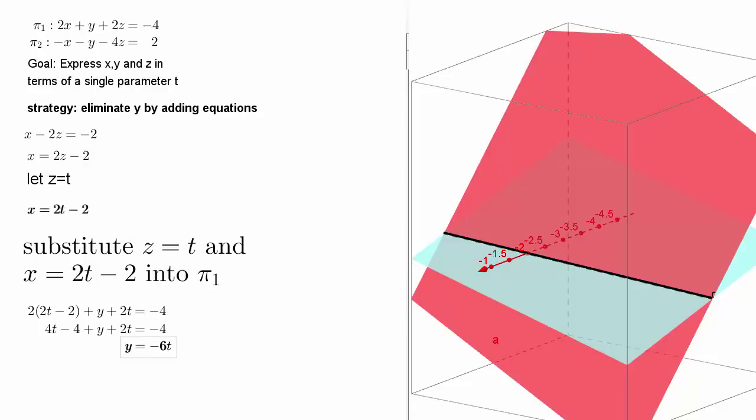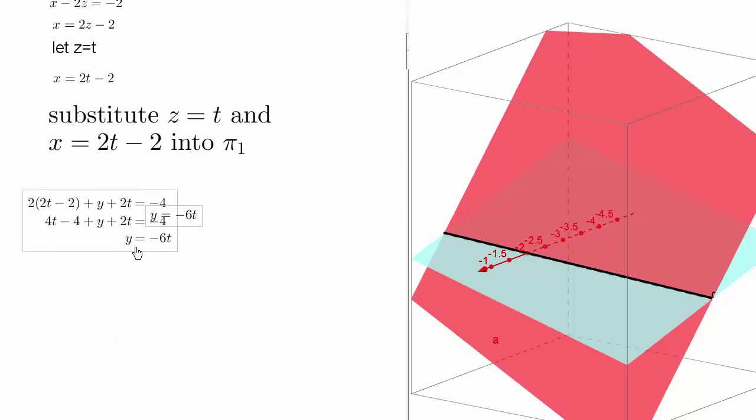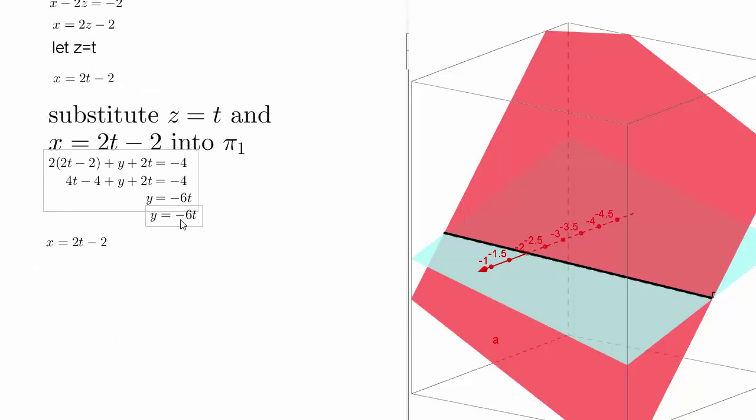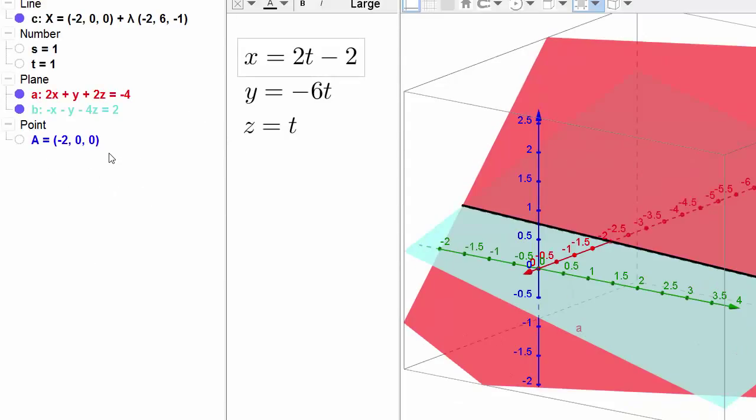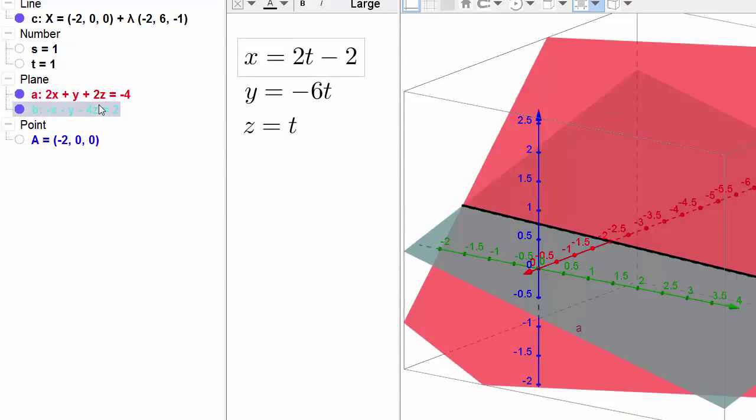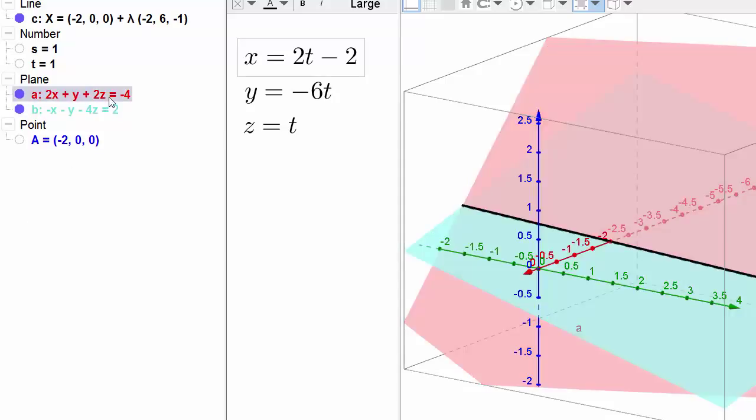Now if I do all the gathering up, basically what I see is that I have x expressed in terms of the parameter t, I have y expressed in terms of the parameter t, and I have z, which of course I've just arbitrarily said is t. And so here I have it in parametric form, and GeoGebra has had the good sense to generate the line itself using what's known as the intersection command. And so there's the equation of the two planes there.